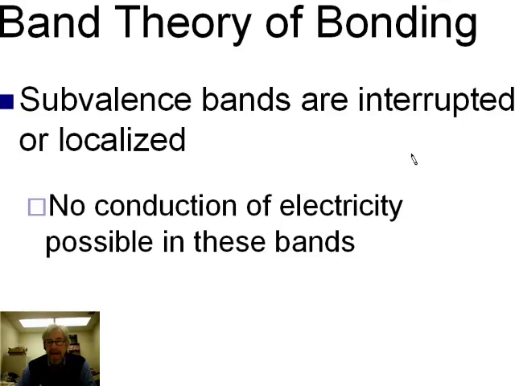Subvalence bands, bands that are lower than the valence level, are called localized or interrupted bands. And there's no conduction of electricity possible in these bands because the electrons that are in those bands are bound to one particular nucleus only.